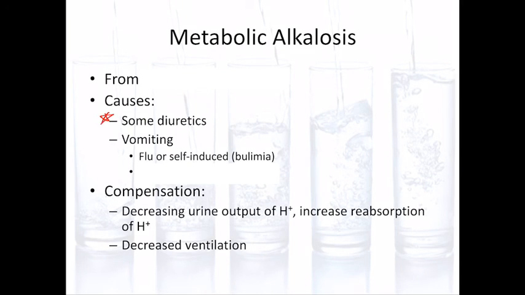And then lastly, metabolic alkalosis. Some diuretics will cause this, just by having to urinate so much, you lose too much hydrogen. And then vomiting. Okay, so again, just like diarrhea could cause acidosis because we're losing bicarbonate, what do we have in our stomach that we vomit up? Lots of hydrogen, right? So we lose our stomach acid with vomiting, and that's going to decrease our hydrogen ion concentration and cause alkalosis. Okay, so we compensate for this one via both the kidneys, decreasing urine output of hydrogen, increasing reabsorption of hydrogen, and we can also decrease ventilation, slow down our ventilation to hold on to more CO2 and make more hydrogen.